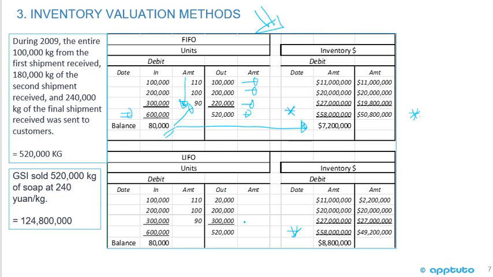If we move to LIFO, last in, first out, we start from the bottom and we work our way up. So we know that we've got 80,000 of our old units sitting in inventory. 80,000 times 110, and these are the more expensive items, so we're going to have the higher inventory value of 8.8 million. Cost of goods available for sale is the same at 58. So in this case, we have the lower cost of goods sold. So when prices are falling, using the LIFO method is going to give you the lower cost of goods sold and the higher inventory value.